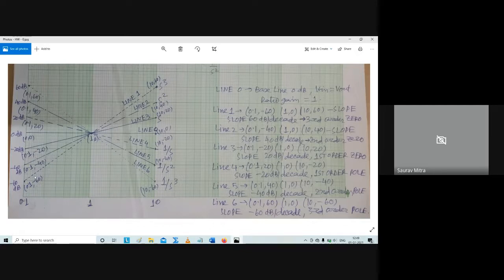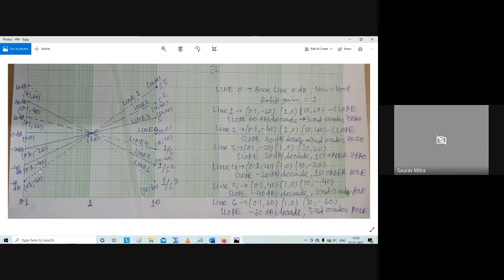Now this below line, which is going fast with a slope of 60 dB per decade. Why is this 60 dB per decade? Because it is starting at 0.1 comma minus 60. After 1 decade, 0.1 becomes 1, 1 becomes 10, 10 becomes 100. So between 0.1 and 1, it has achieved a slope of 60 dB. You can find out: this is 20 dB, this is 40 dB, and this is 60 dB. So you can see here also this is minus 60, minus 40, minus 20. That means every unit you are dropping by 20 dB.